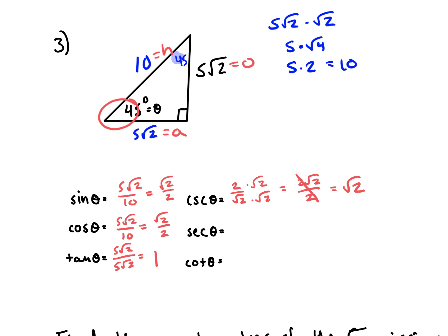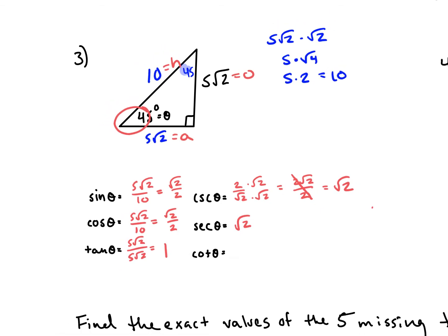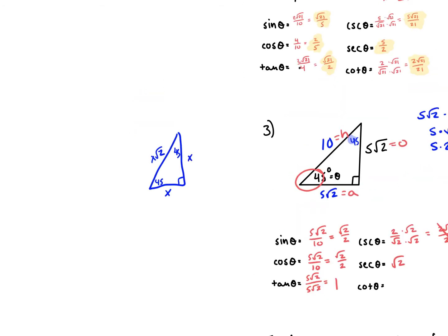This one would be the same thing, square root 2. If you didn't memorize the sine of 45 degrees, you could either memorize the chart from the notes or know your special right triangles.